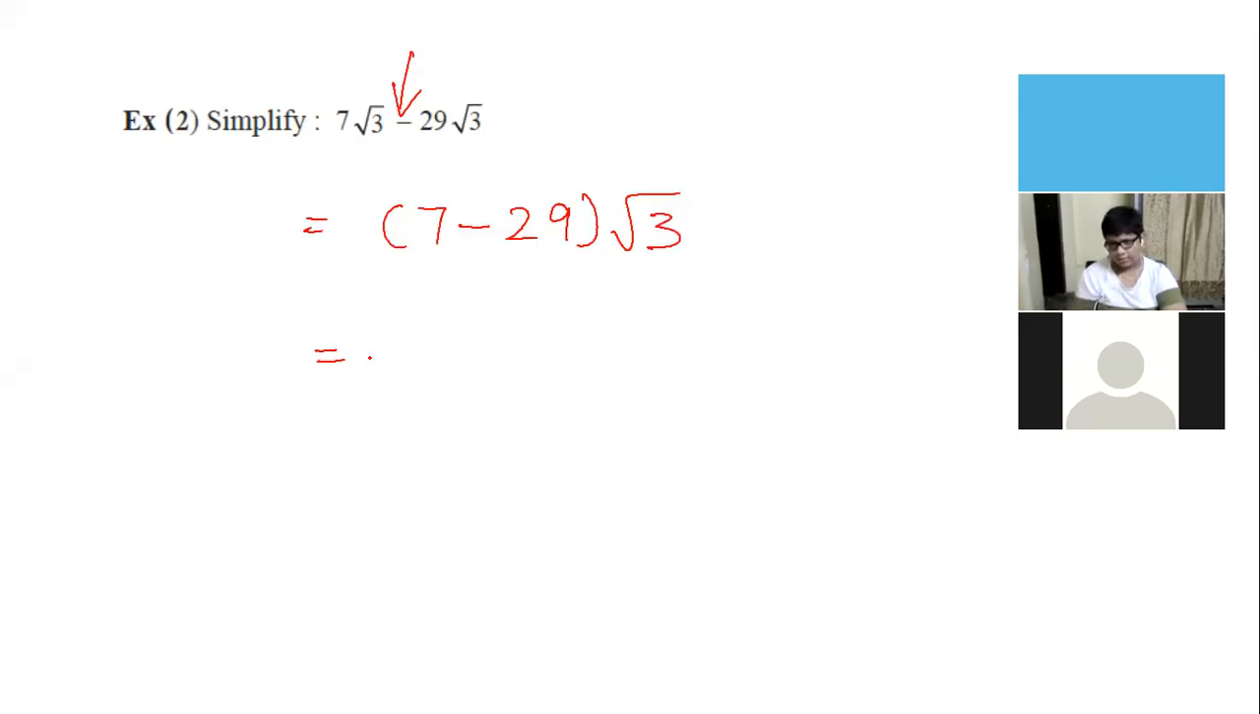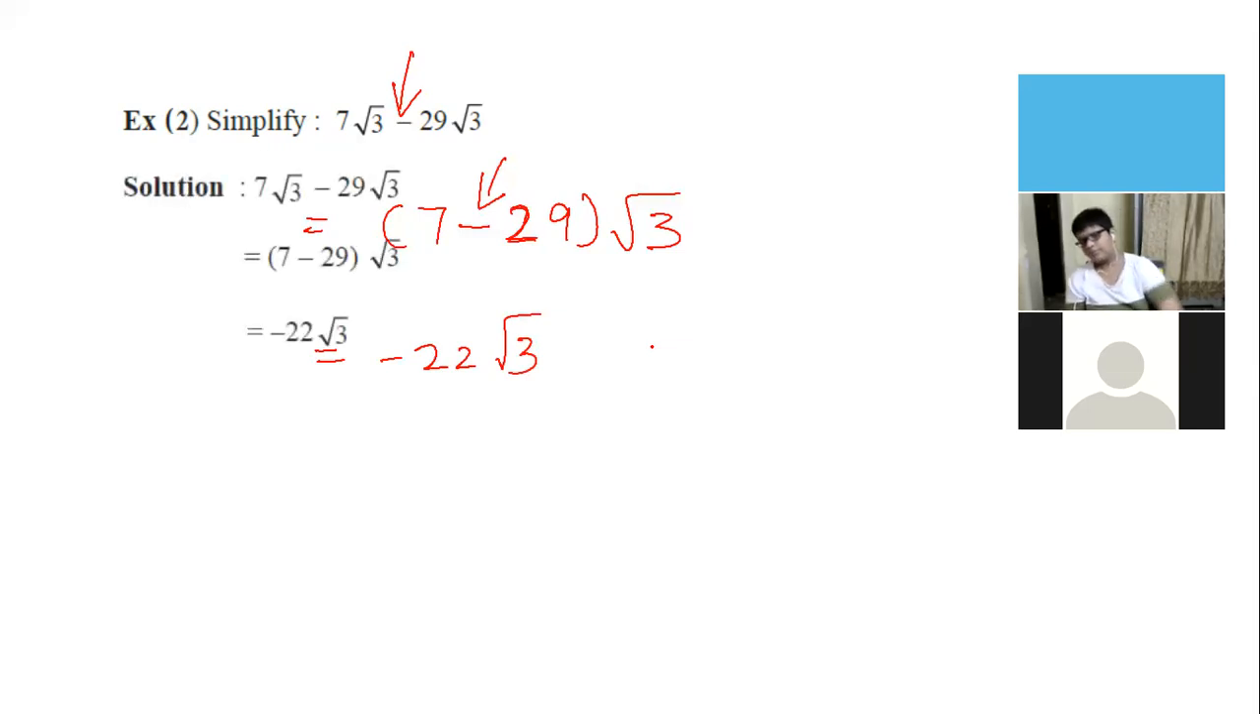22 root 3. But you have to put the sign of the greater number. 22 root 3 is correct. But 29 is a greater number and the sign with 29 is minus sign. So it will be minus 22 root 3. Did you understand? Yes, sir. Okay. So the answer is minus 22 root 3.